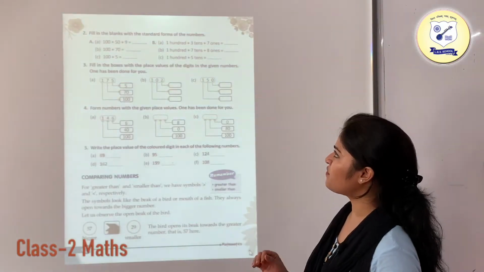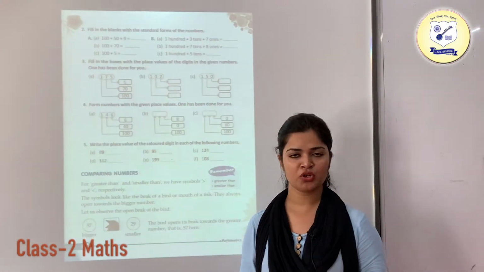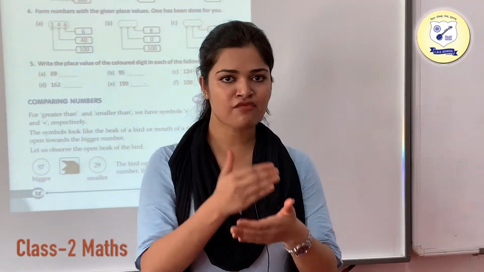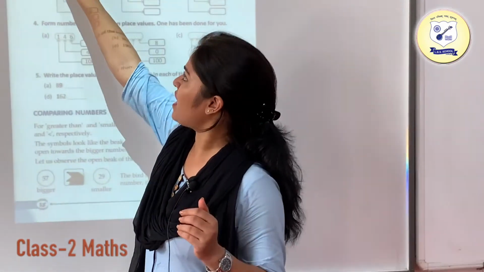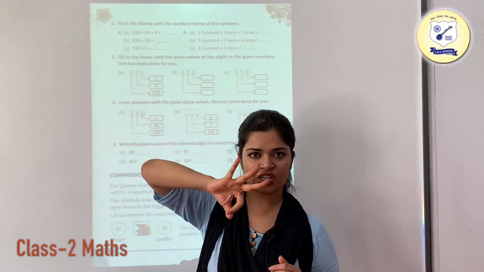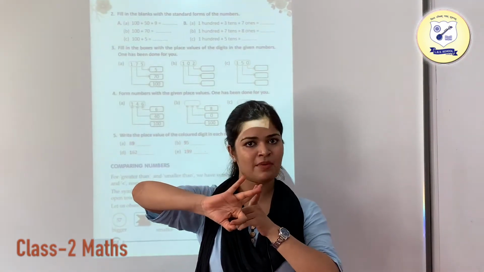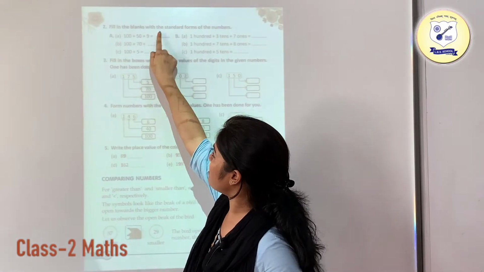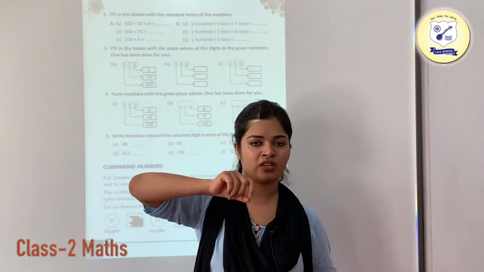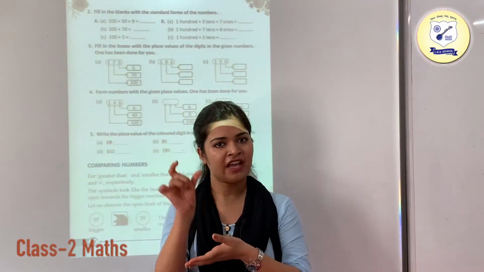Now the second question is filling the blanks with the standard form of the number. We are just having the expanded form with us, and we are going to write the standard form of those numbers. Like you can see that we are having 100 plus 50 plus 9. As you can see, here we are having a 3-digit number, since ones place is also given to you, tens place is also given to you, and hundreds place is also given to you. So the ones place is going to be a 9, tens place is going to be a 5, and hundreds place is going to be a 1. So the number is going to be 159.